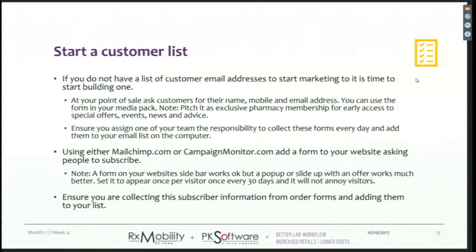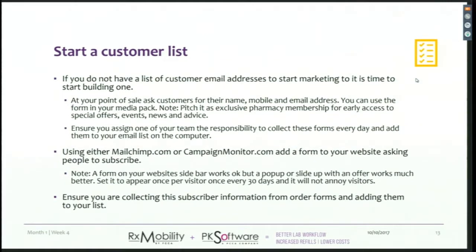So if you haven't started an email list, it is really important to do. There's a ton of things you can do with people's emails. And that's the third of the items we suggest you do on your website, which is to put something on your website to grab email addresses. MailChimp and Campaign Monitor have forms that you can add to your website asking people to subscribe.